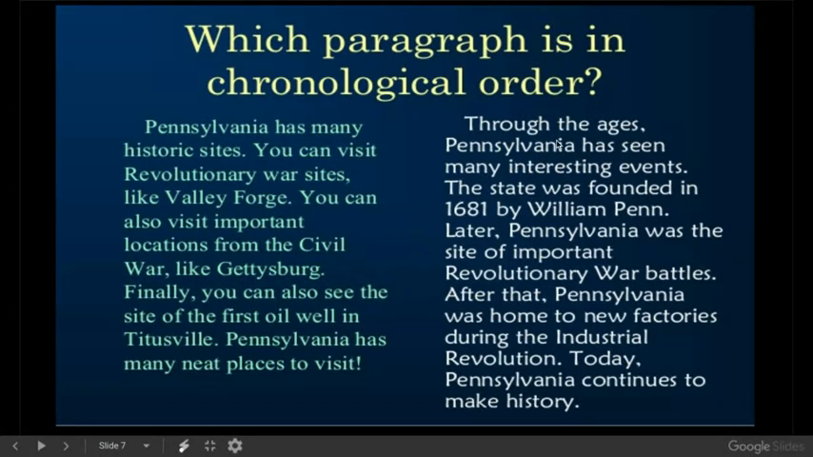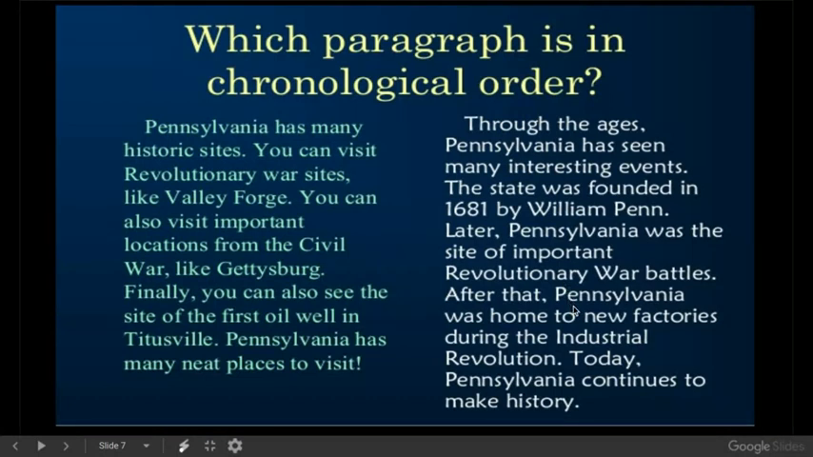Or how about this paragraph? Through the ages, Pennsylvania has seen many interesting events. The state was founded in 1681 by William Penn. Later, Pennsylvania was the site of important Revolutionary War battles.